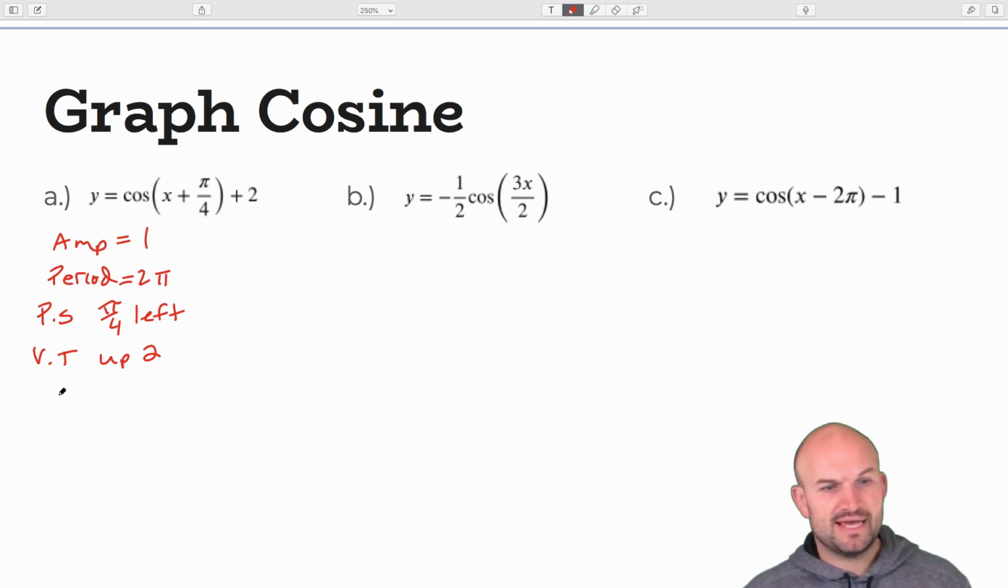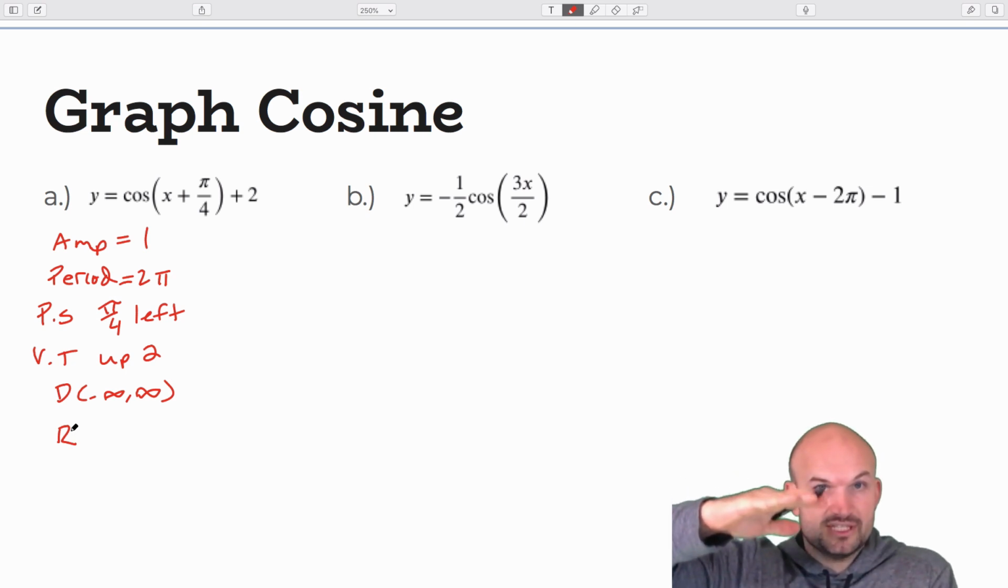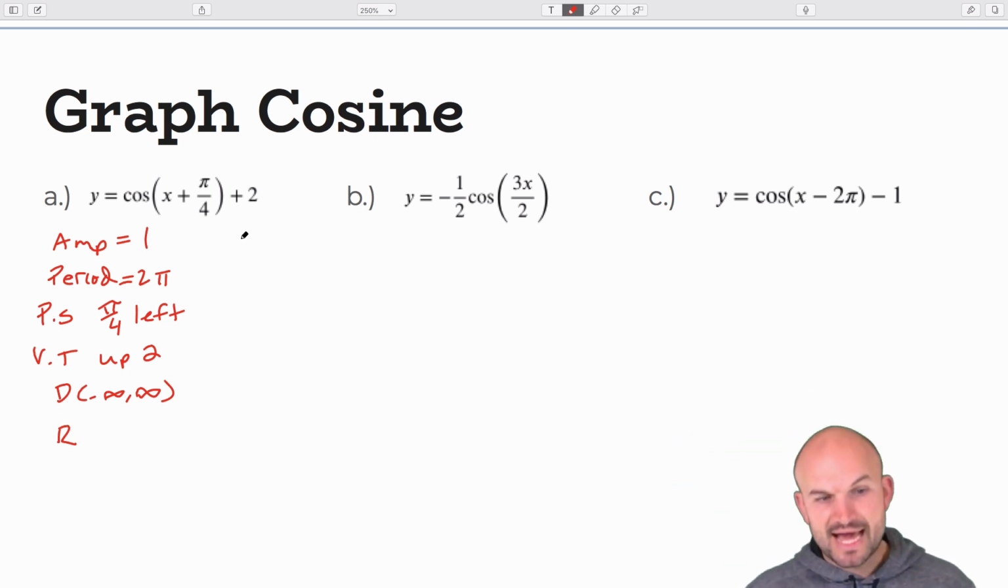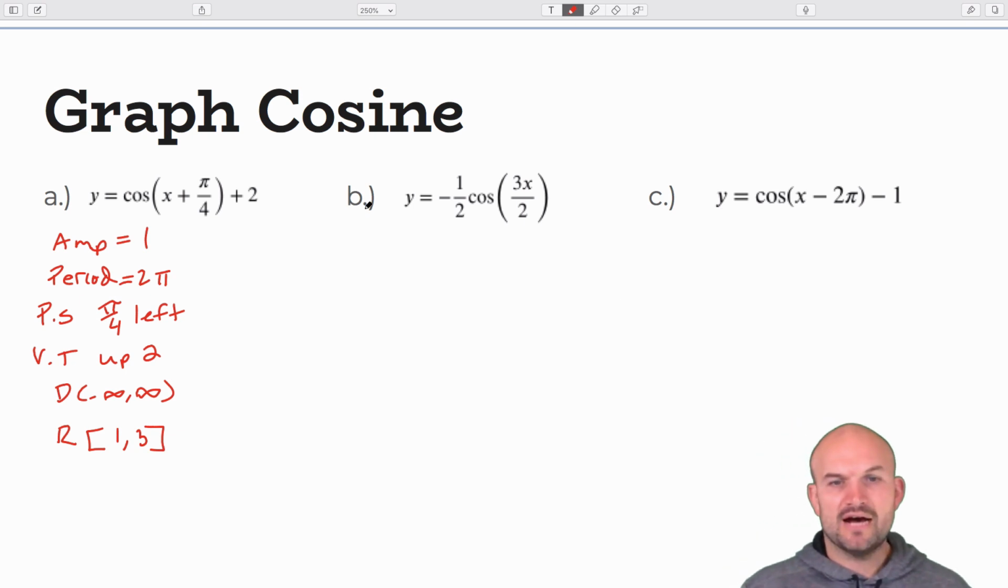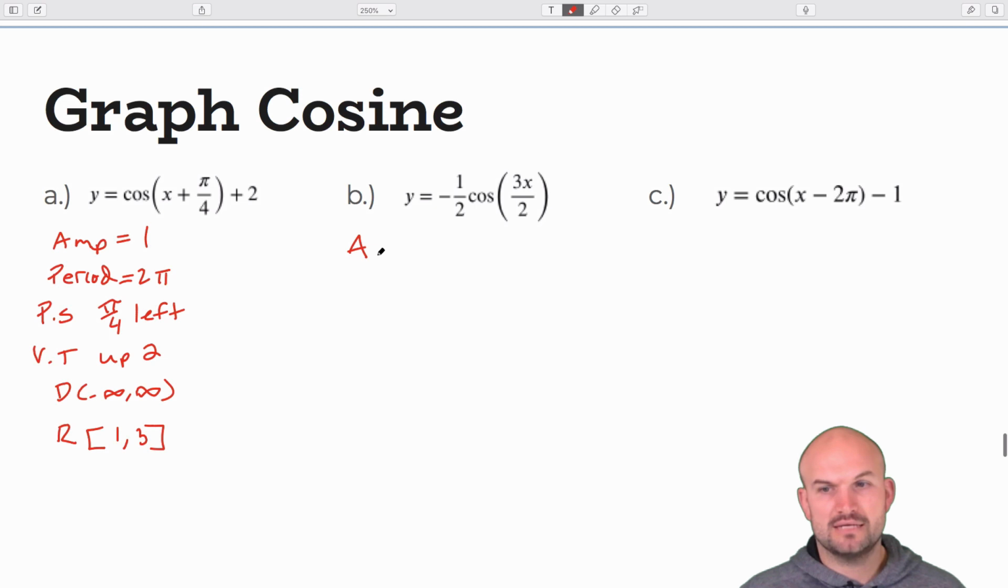So again, our domain is all real numbers, just like for sine. But our range, again, the graph is going from negative 1 to 1, but it's being shifted up 2. So now the range is going to be from negative 1 up 2, that's going to be 1, 3. For the next one, we have a negative 1/2. So my amplitude here is going to equal the positive version of that, which is 1/2.